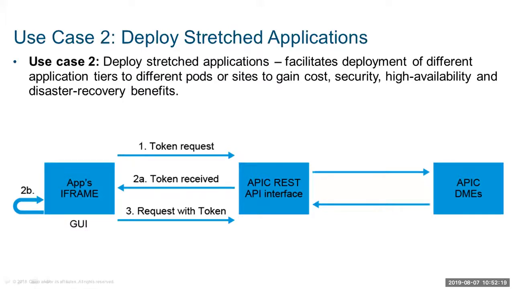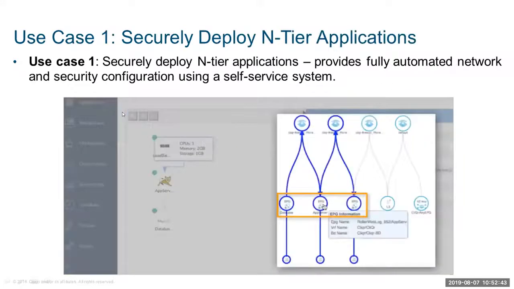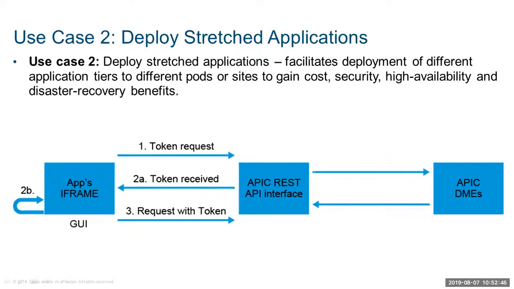So some component could be in ACI, maybe your web server and your app server are in the ACI Fabric, and then your database server could be in AWS, which would be a public cloud for all you know. Okay, so you can use it even for that purpose. It's actually quite easy. It shows you what it's doing.